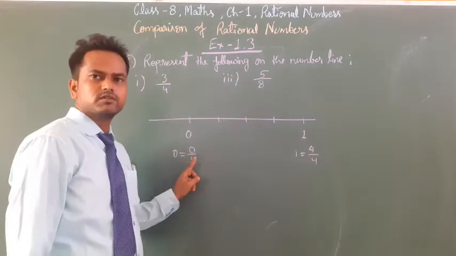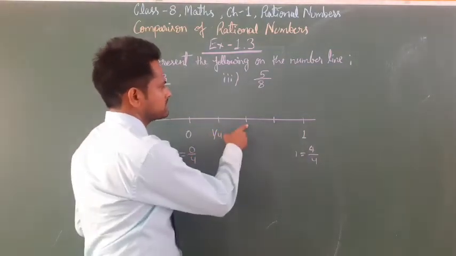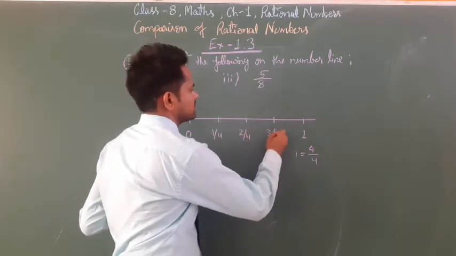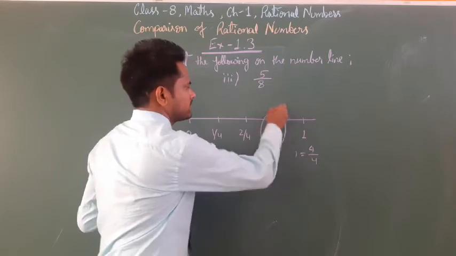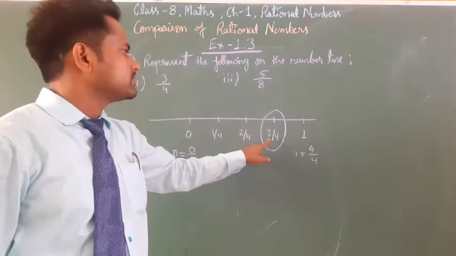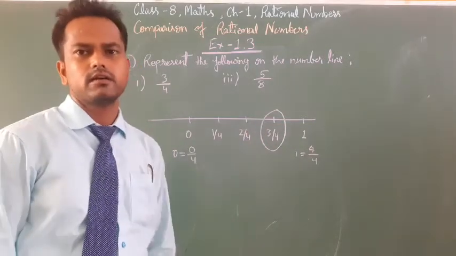What comes after 0 by 4? It comes 1 by 4. This one is 2 by 4 and this one is 3 by 4. So that will be your answer. Here this is the representation of 3 by 4 on the number line. Got it?